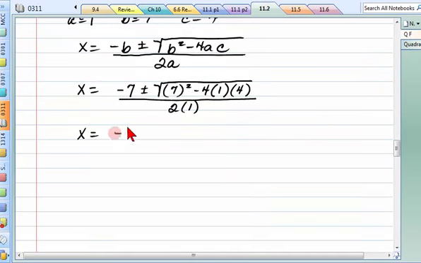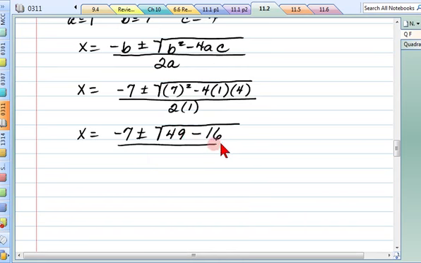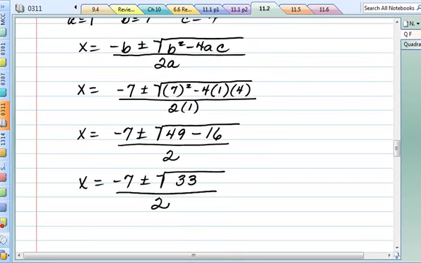That gives me x is equal to negative 7 plus or minus the square root of 49 minus 16 over 2. X is equal to negative 7 plus or minus the square root of, what's 49 minus 16? 33 over 2. Now you're always going to want to take a look here. Now the radicand is not a perfect square. It's the first time it's happened to us. It's not a perfect square. Can you simplify it?